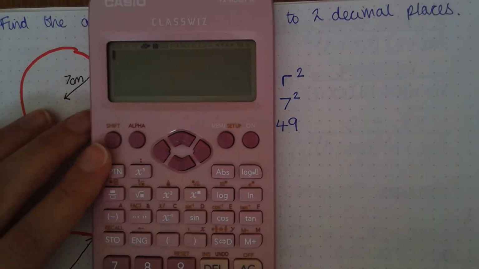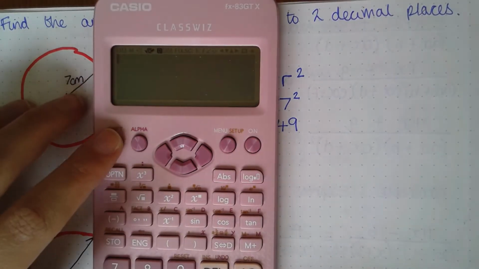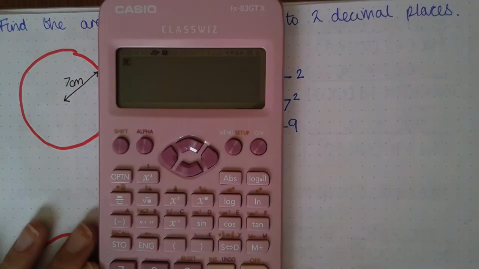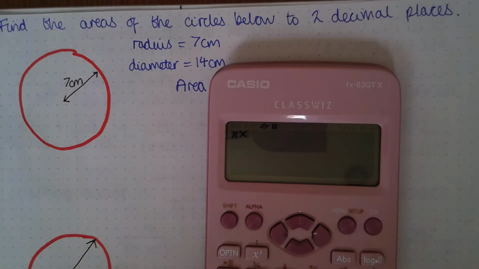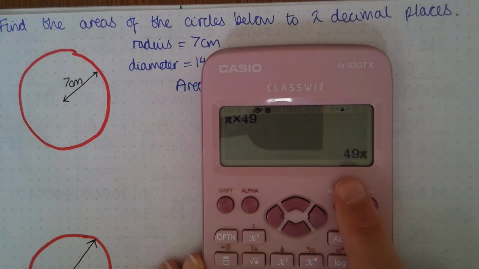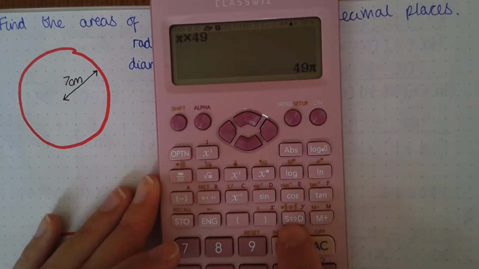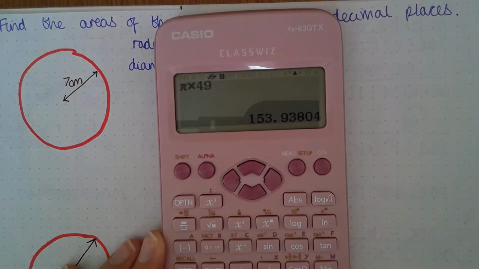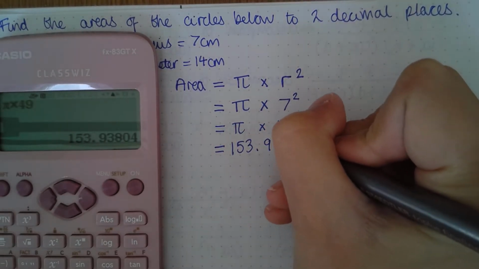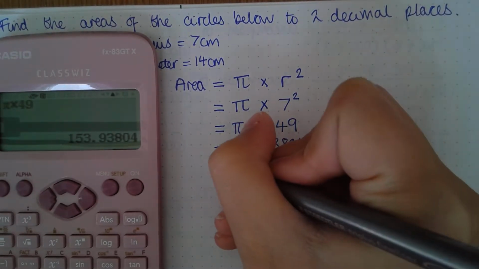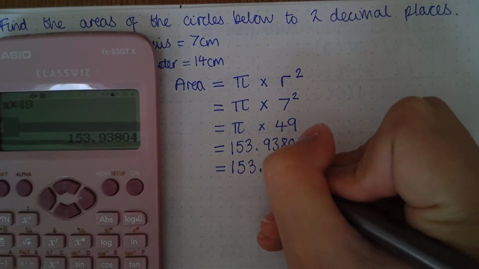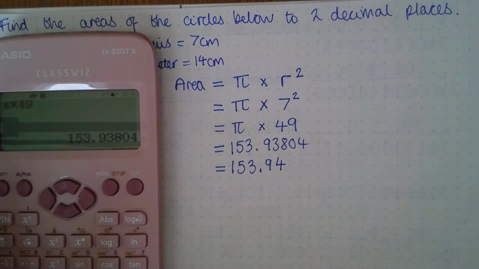So remember, we've got shift, and then this button down here for pi, times 49 equals, and we get 49 pi, which isn't helpful, so we're going to press the S arrow D button and we can see the answer is 153.93804, but to 2 decimal places 153.94, the 8 makes the 3 round up to a 4.